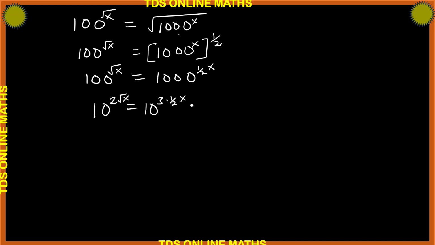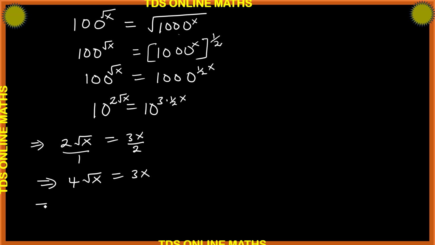Now let's equate the powers. We have 2 root x, and this side will be 3x on 2. Let's make this side over 1 and do cross multiplication. This side we have 4 root x, and this side will be 3x. So let's solve this.